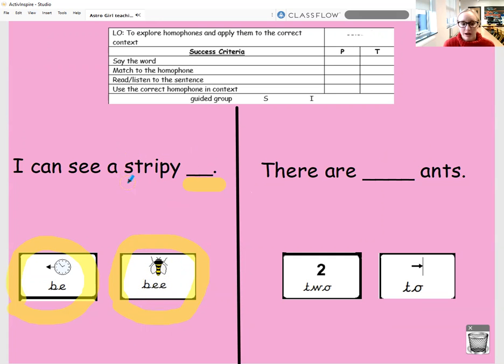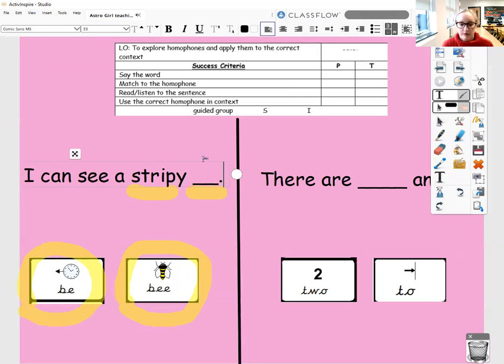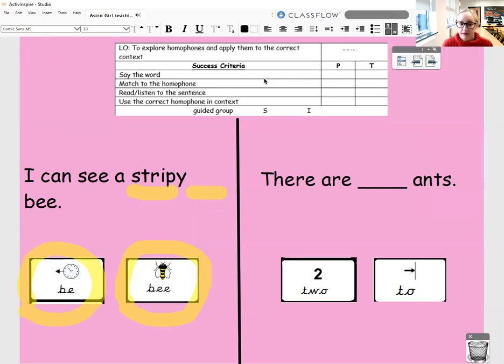Okay, so the word stripy is an adjective and it's describing a noun. So we need a noun to be in that place. So it can't be be because it's a verb. So it's got to be this spelling of bee. So if I was going to write it, I would be writing a stripy bee. Well done if you got that correct at home.